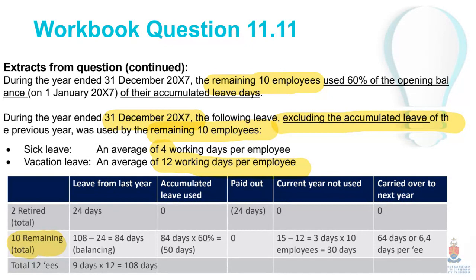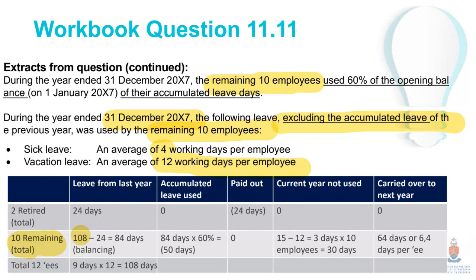And then how many employees? We've got 12 employees. So I'm going to say EE, 12 employees. And how many days does that give us in total? It gives us 108 days. So that's how we got the 108 days that you can see here. We've got 9 days on average, a total of 12 employees. If you multiply 9 by 12, you're going to get 108.